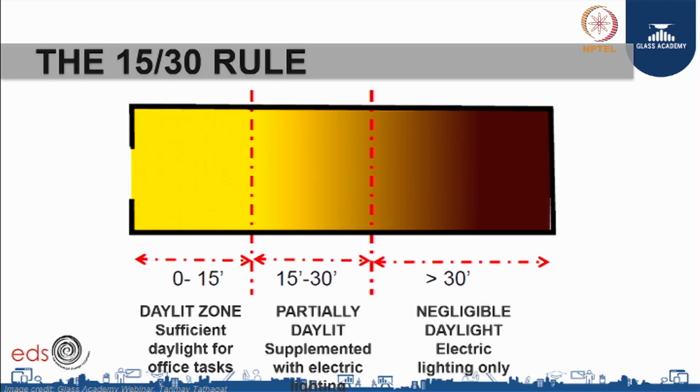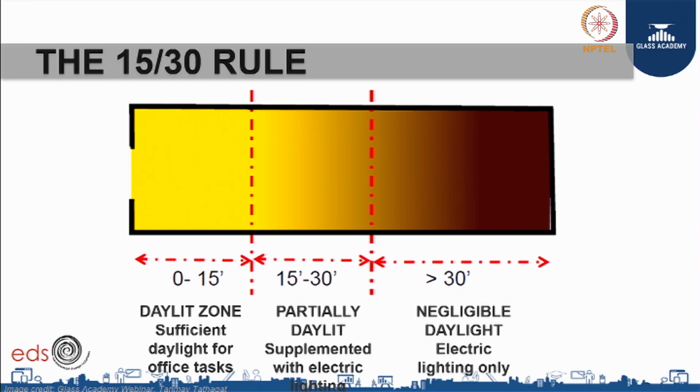to 4 meters or 9 to 12 feet, whatever units you use, the area within the first 5 meters more or less, the first 15 feet from the window or fenestration will be completely daylit, and another 3 to 5 meters, up to 15 feet beyond that, can be partially daylit, where supplementary electric lighting will be required. Anything beyond that will have to rely on electric lighting.